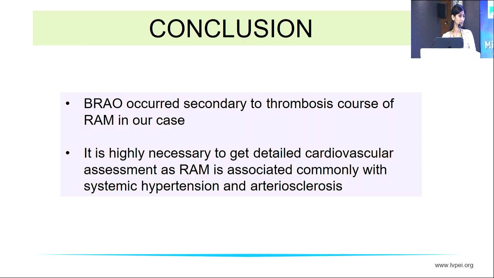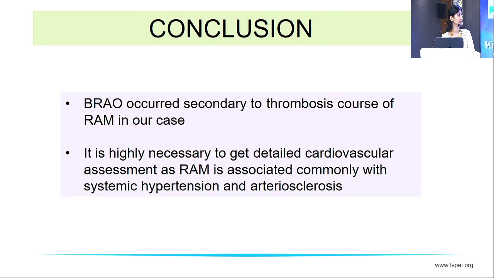So what do you think if I say it is RAM plus BRAO? Can you say it is RAM plus BRAO, or you have to say BRAO secondary to RAM? It can be, because BP was raised, so it is RAM with BRAO. And why, if there was a leaking macroaneurysm and you are suspecting that it is causing the BRAO, why was it not lasered?